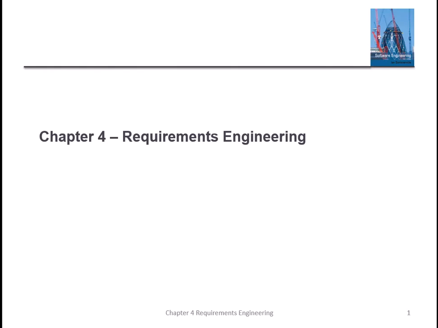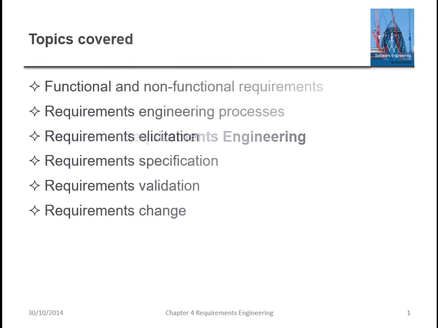Based on different process models, or we can say after selecting a particular process model, we then conduct a requirements engineering process accordingly. The total topics covered in the requirements engineering lecture are functional and non-functional requirements in detail, requirements engineering process, requirements elicitation, requirements specification, requirements validation, and change management. In this video tutorial today I will discuss in detail the first topic, functional and non-functional requirements.